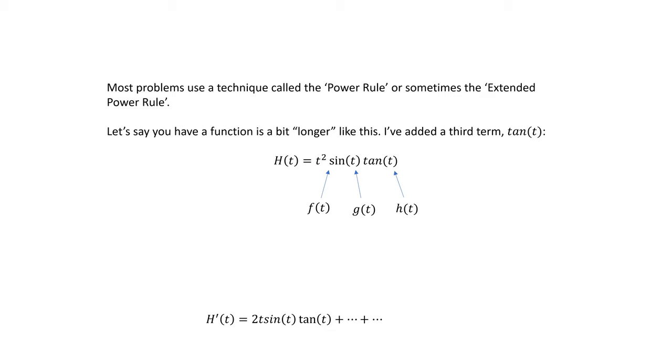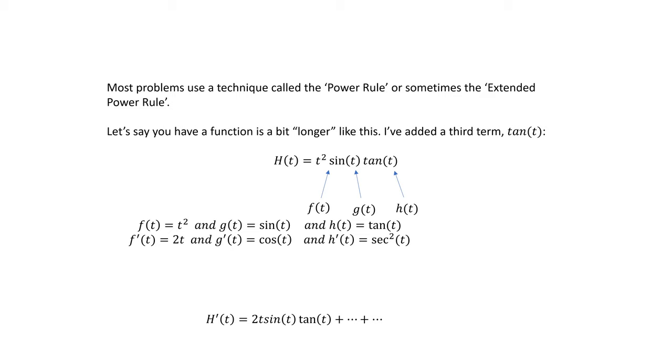Now if you look, there's three terms here. So once again, I'm going to set up my table. I'm going to start by clearly lining out what is f of t. Well, f of t is the first term, it's t squared. What is g of t? It's sine of t, and h of t is, of course, the third term, tan of t. Now directly underneath on my table, the next line is going to be the derivative of each one of these. So f prime, once again it's 2t, nothing's changed. g prime is cos of t, and the derivative of tan is secant squared, which you'll learn in section 3.3.